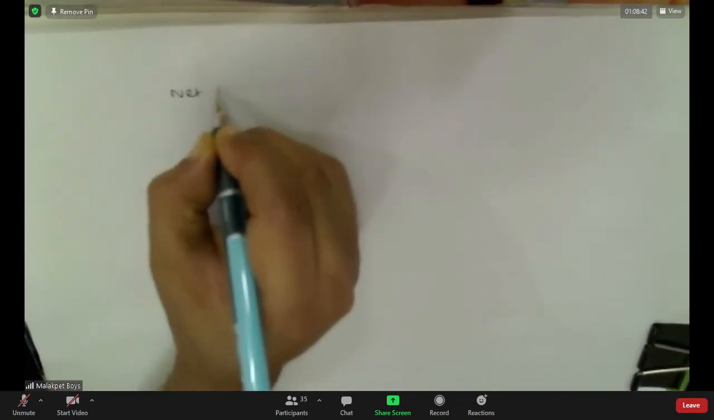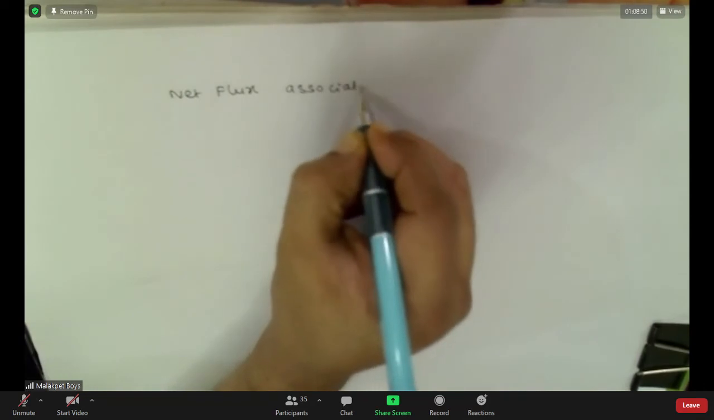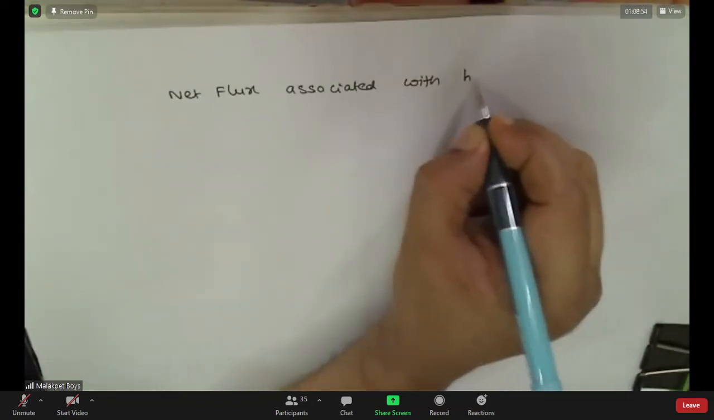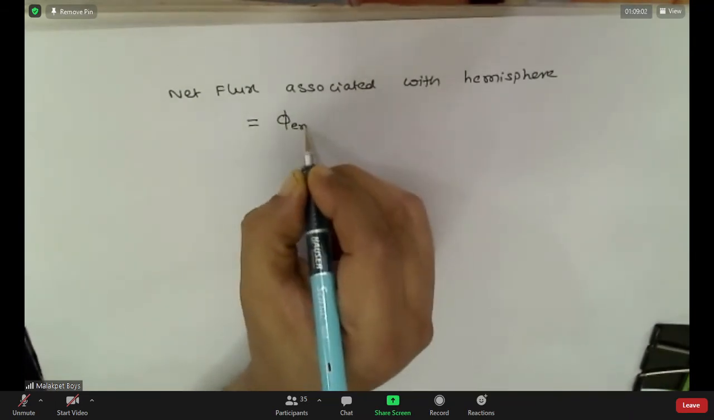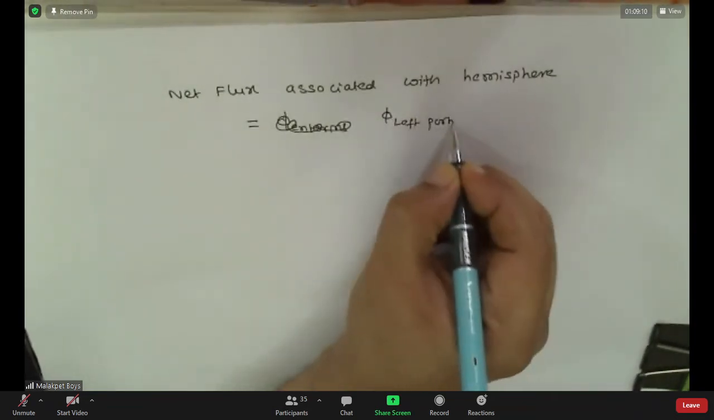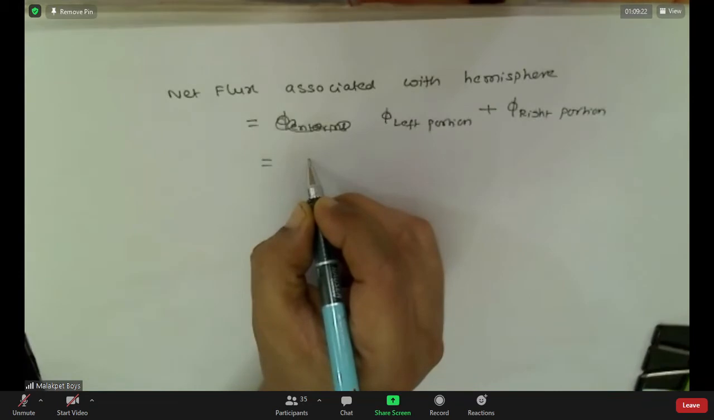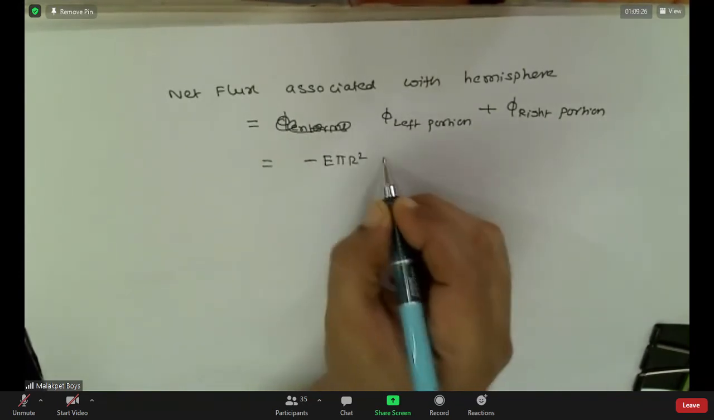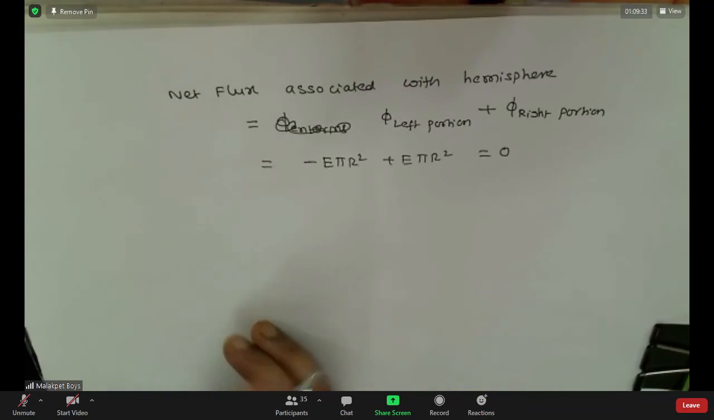So what is the net flux you got in this? Net flux is zero. Zero. Should this be clear? Yes, sir, clear.